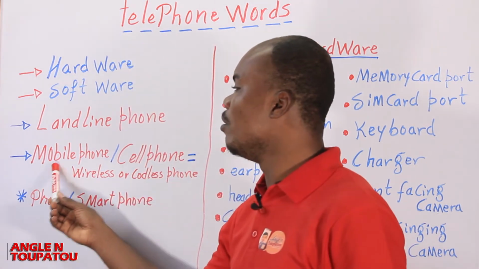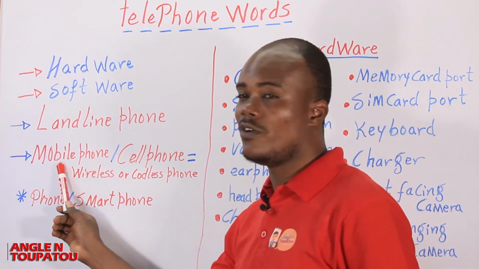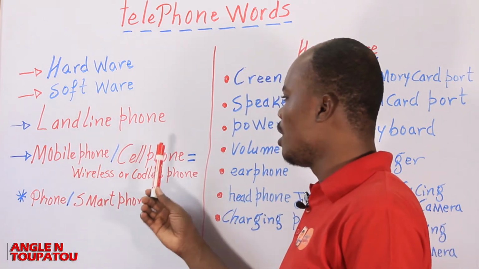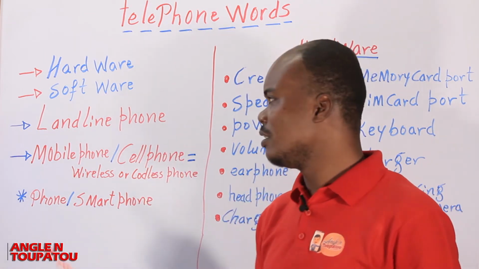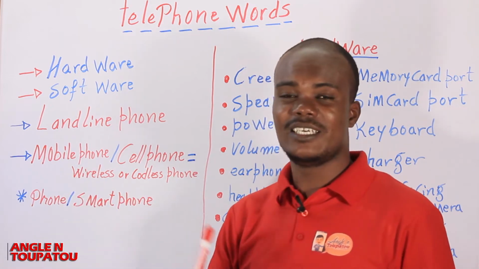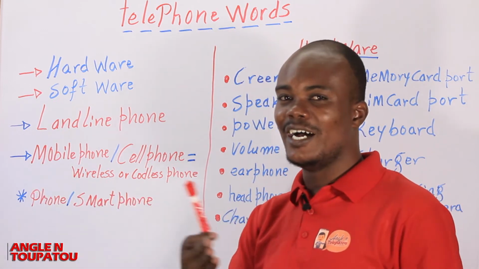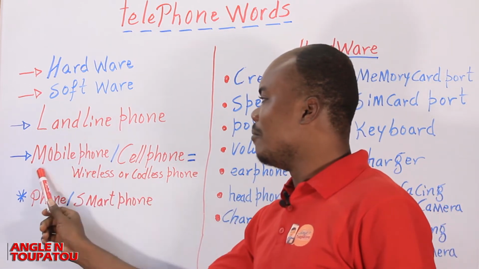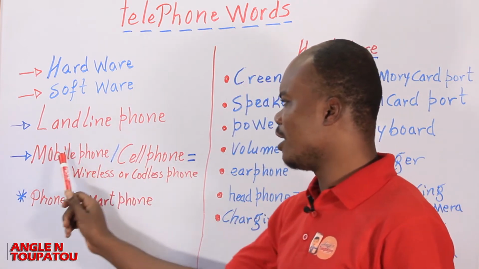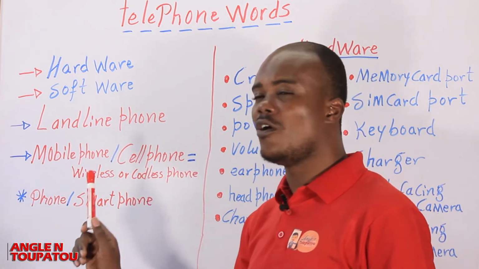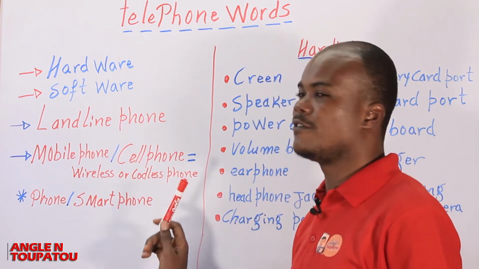You call it a mobile phone, or you can say mobile phone also. Mobile phone, or commonly known as cell phone. Americans say cell phone and British people say mobile phone. If you watch my video about American versus British words, you can see how they say it. Mobile phone and cell phone. But what are they? A mobile phone is a wireless or a cordless phone.